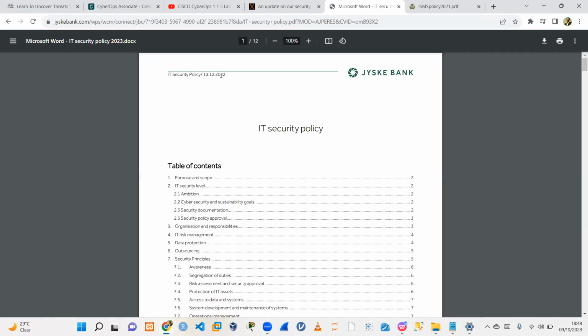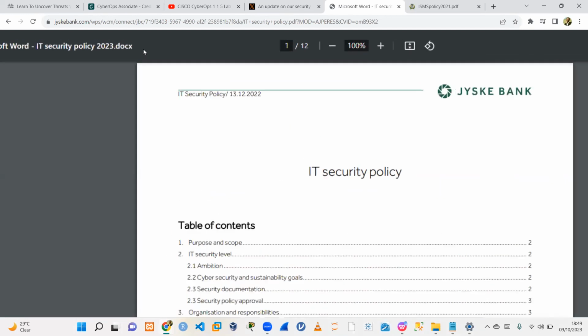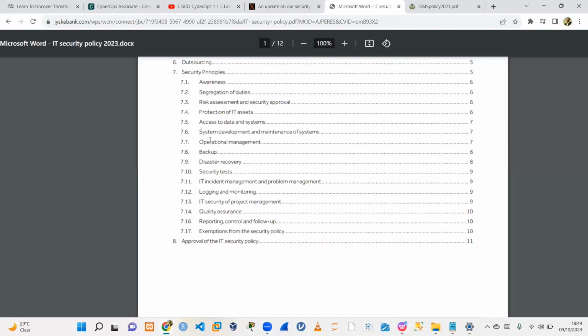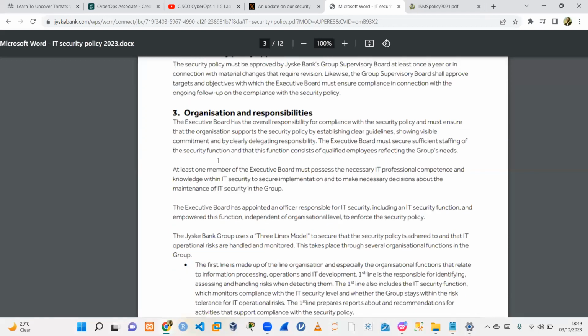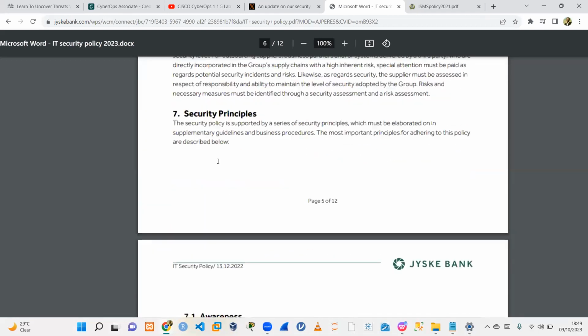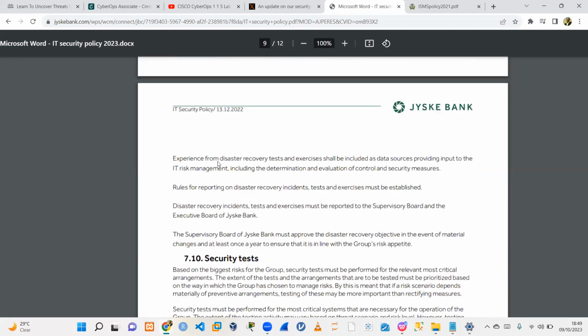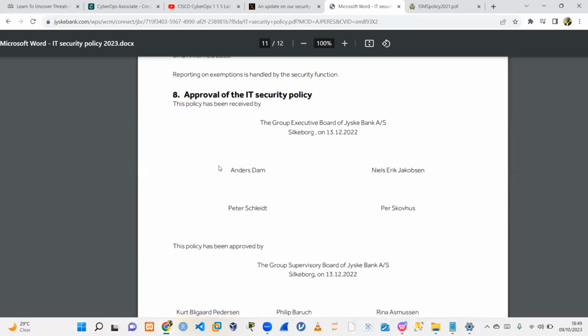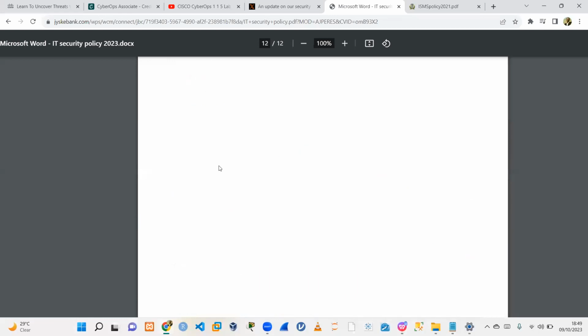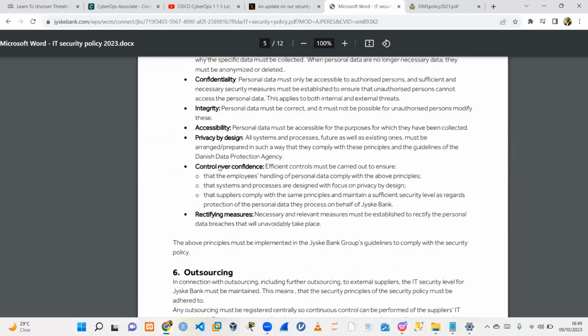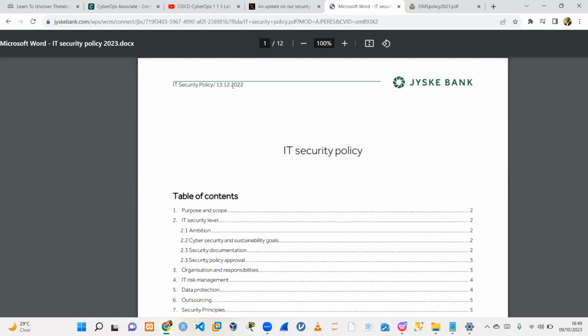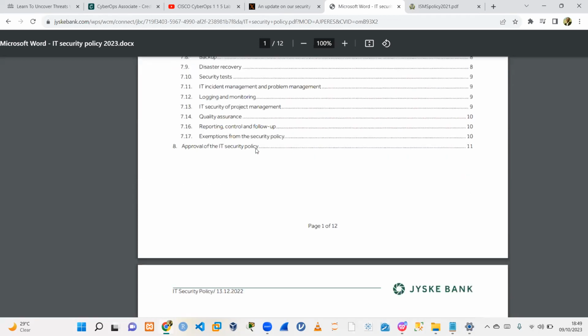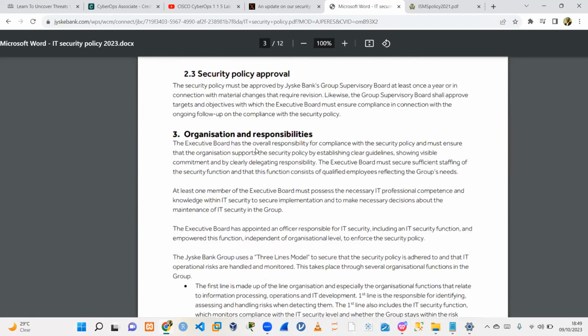Awesome. 2022, this must be very recent. Look at it. IT Security Policy 2023. See the content. Does it have a version number? Okay, look at it. 13. Okay, this is the date, right? It doesn't have a version, but it has a date.